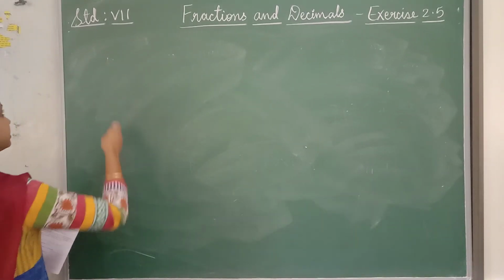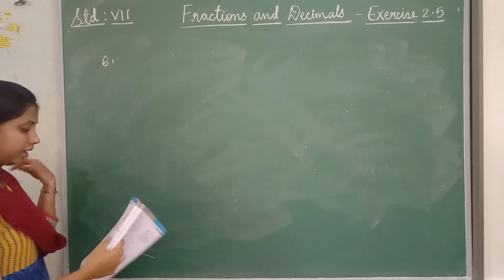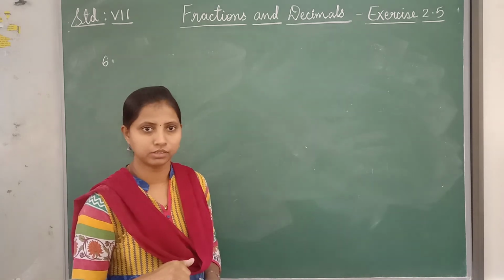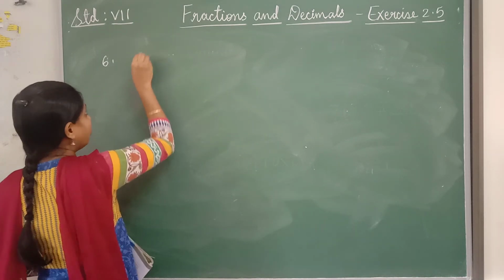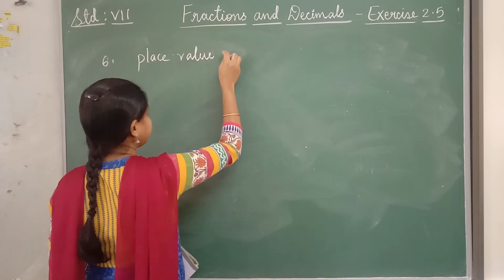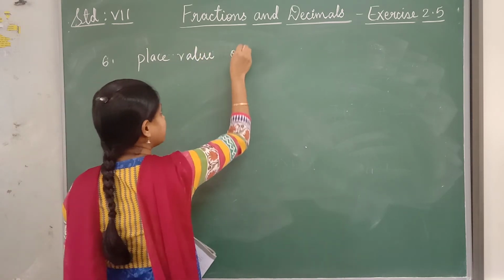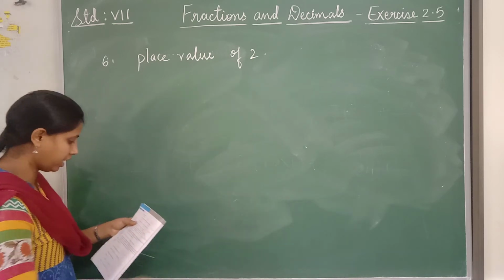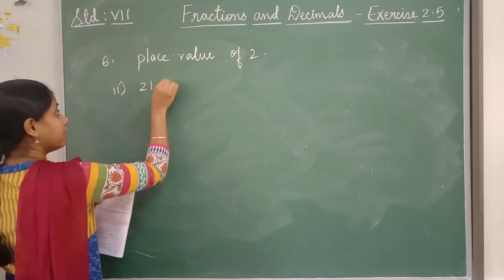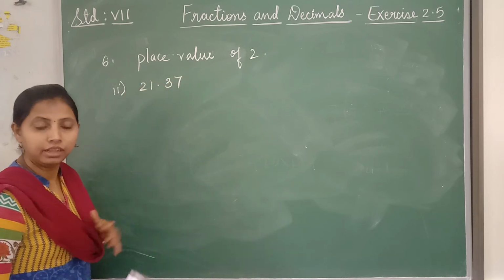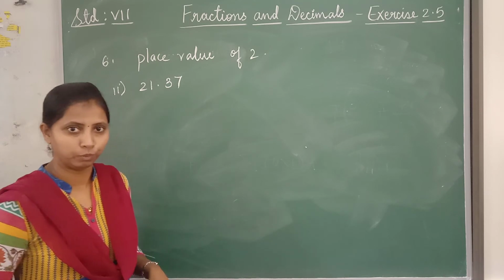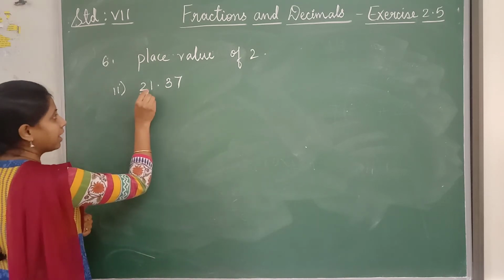The next one is the sixth one. Write the place value of 2 in the following decimal numbers. You have to write the place value of 2 in this question. Whatever decimal numbers are given there, in that you have to write the place value of 2. Now for example, second one, the decimal number given is 21.37. In this 21.37, you have to write the place value of 2. Okay, so where is 2? 2 is here, mark that number.